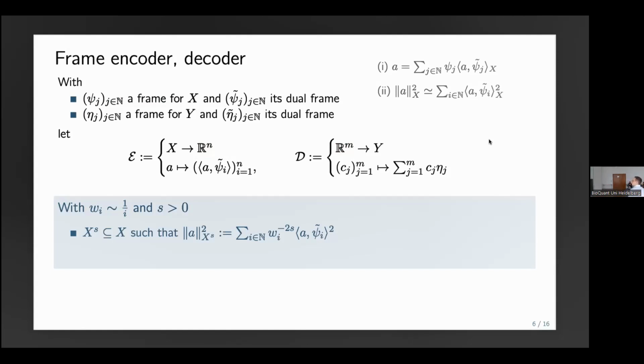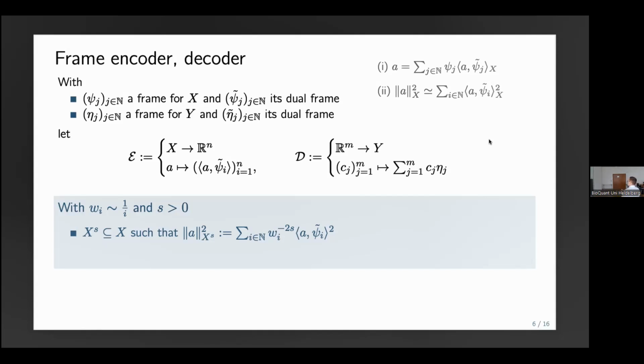So let w_i, where w stands for weight, be something like 1 over i. So think of 1 over i. It's a sequence that goes to 0. It's not l1, but it's almost l1. So it's l1 plus epsilon for any positive epsilon. And then I fix for the moment s larger than 0. And now I define X^s as a subspace of X such that its norm squared is defined as the sum of the coefficients squared. But then I multiply with this weight, w_i to the negative 2s. So since w_i goes to 0, w_i to the negative 2s goes to infinity, and the s tells me how fast this thing goes to infinity.